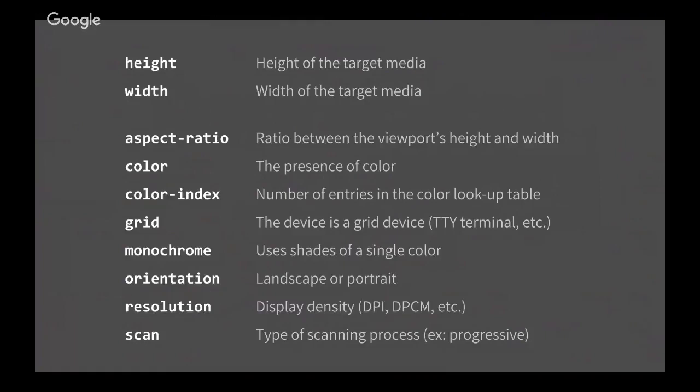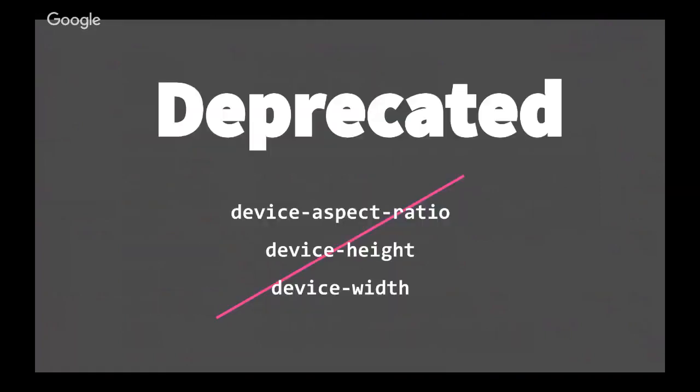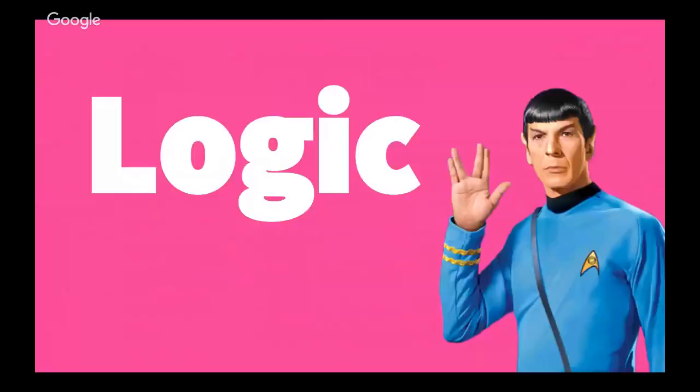These are important. They allow us to really dig into the capabilities of a device, the quality of its screen, its physical orientation in space, how it handles color. However, a lot of the time in these lists, you will also see these deprecated features: device aspect ratio, device height, and device width. Simply put, don't use them. Remember, it's near impossible to know what a device is, but we can react to how a device behaves.